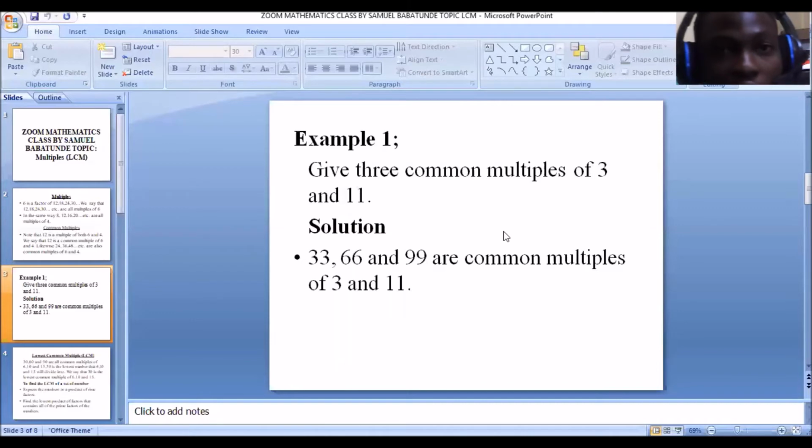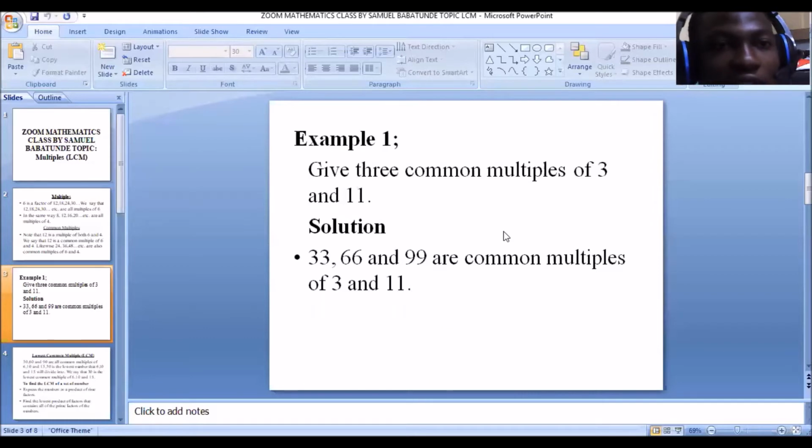But the question asks us to find 3. Now we move further again. 11 times 4 will give us 44. And you cannot find 44 as a multiple of 3. You move again. 11 times 5 will give us 55. But you cannot find 55 as a multiple of 3, because 3 is not a factor of 55.